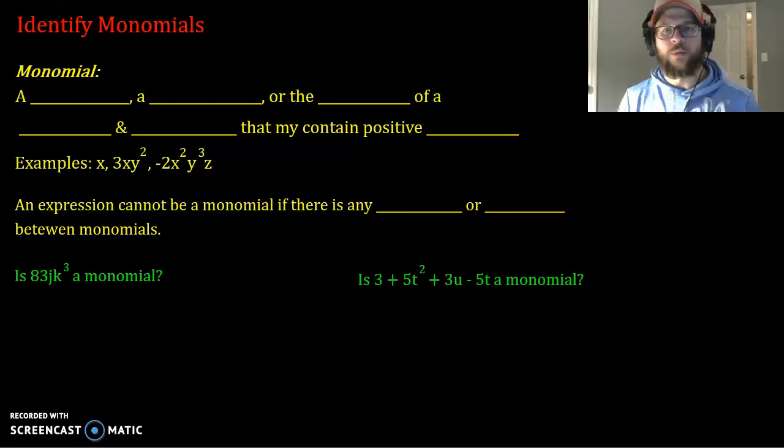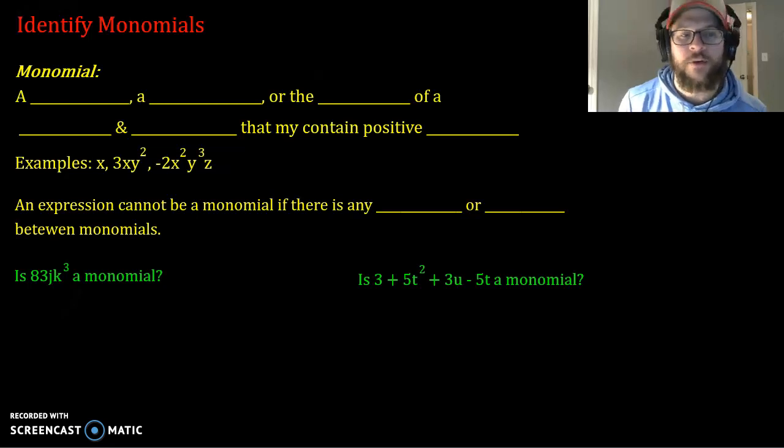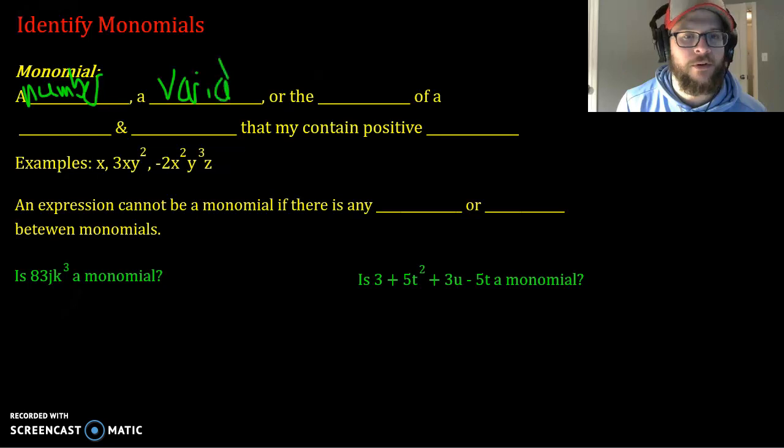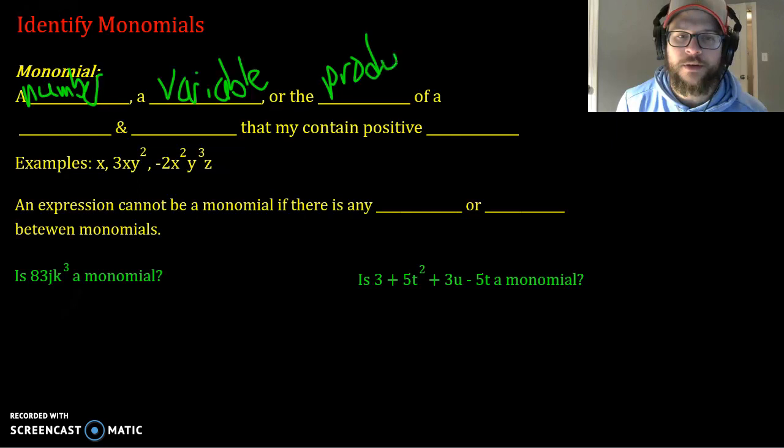Alright, in this tutorial we're going to go over how to identify monomials. Now monomials are just a specific term, and it could be any of the following. It could be a number. A single number by itself is a monomial. It could be a variable, just the letter X, Y, A, B, any single variable, or the product of a number and a variable.